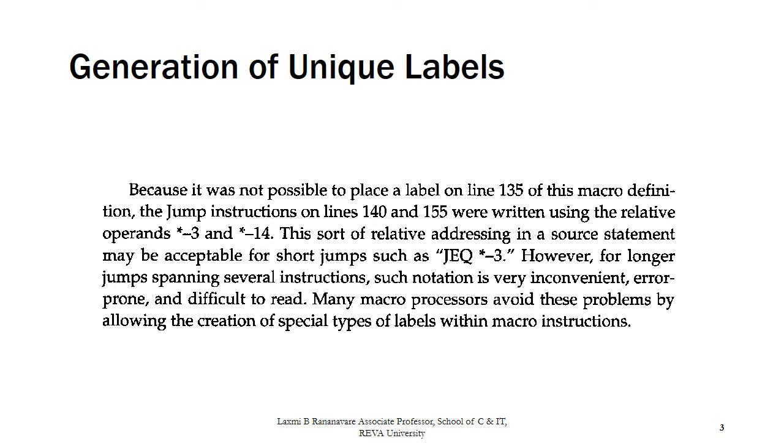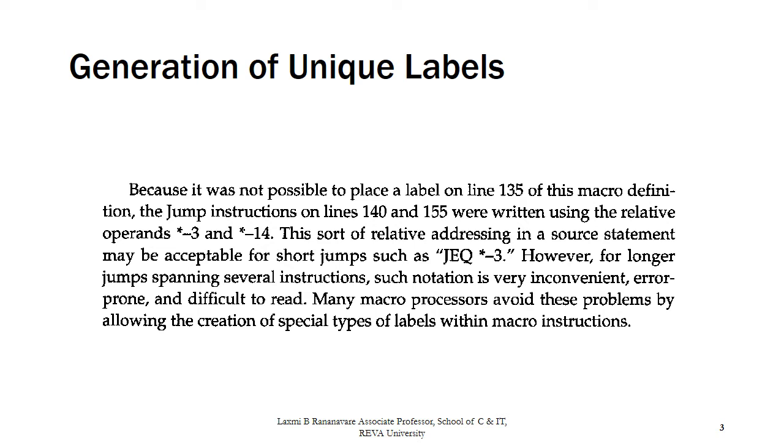So what is star minus 3? That is the current location minus 3 bytes. That means you are going to jump backward. Previous instruction was test device. The length of the test device is 3 bytes, and when you have the next instruction jump on equal, you want to go to the previous instruction. That means minus the length of the previous instruction, so it is going back to the previous instruction.